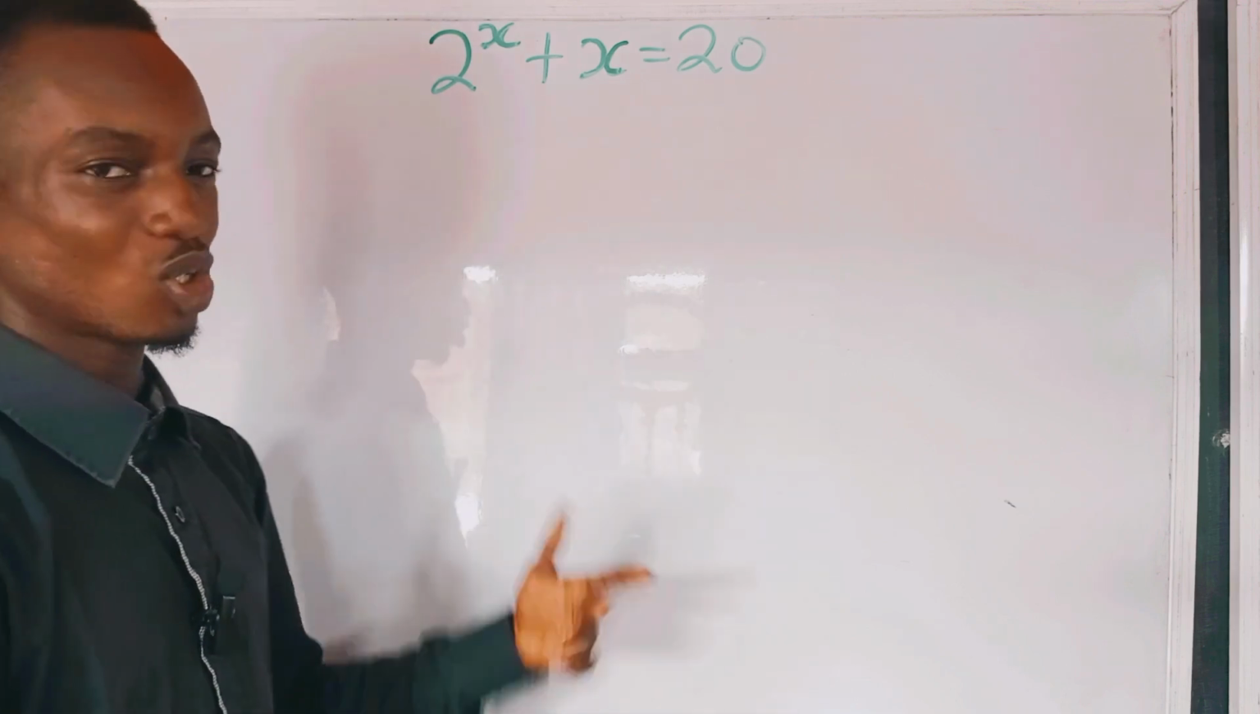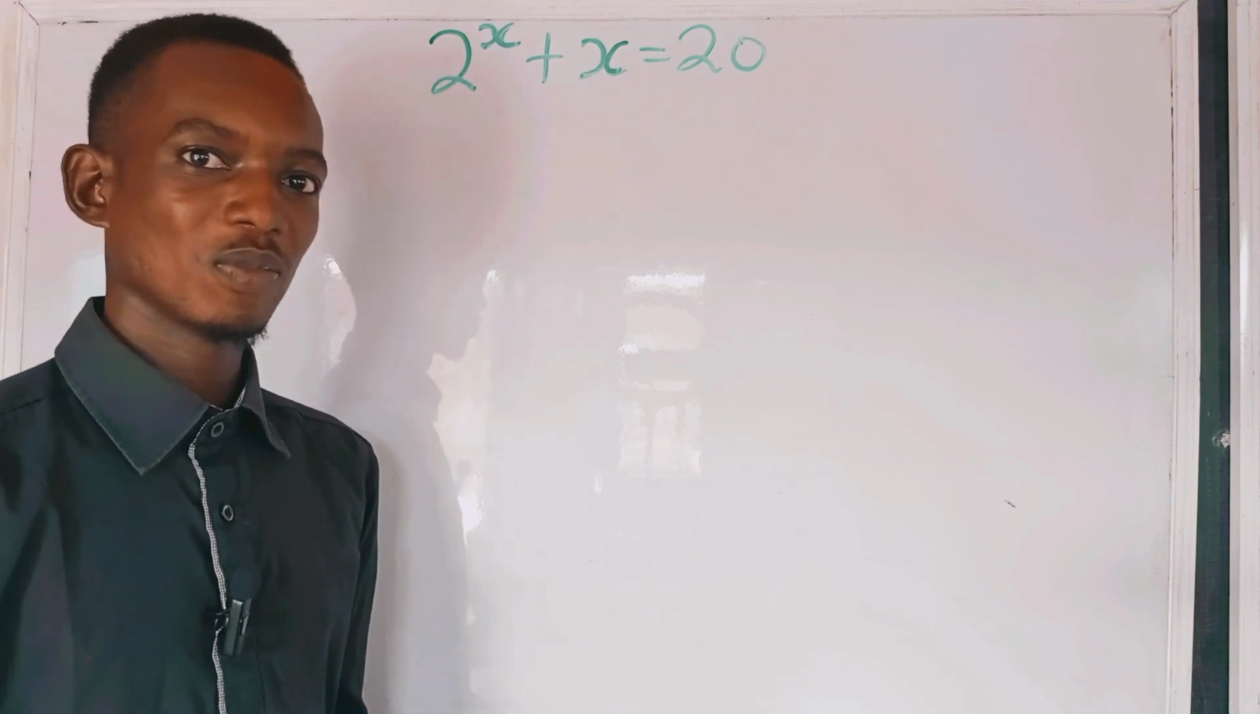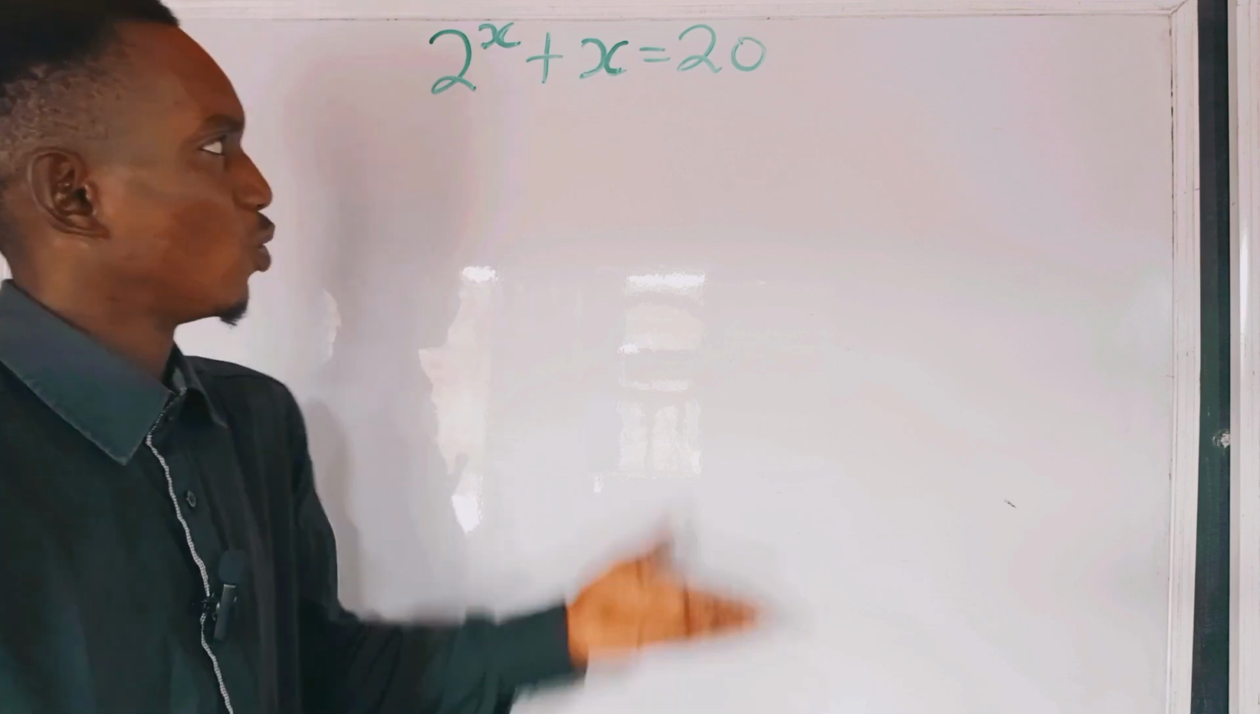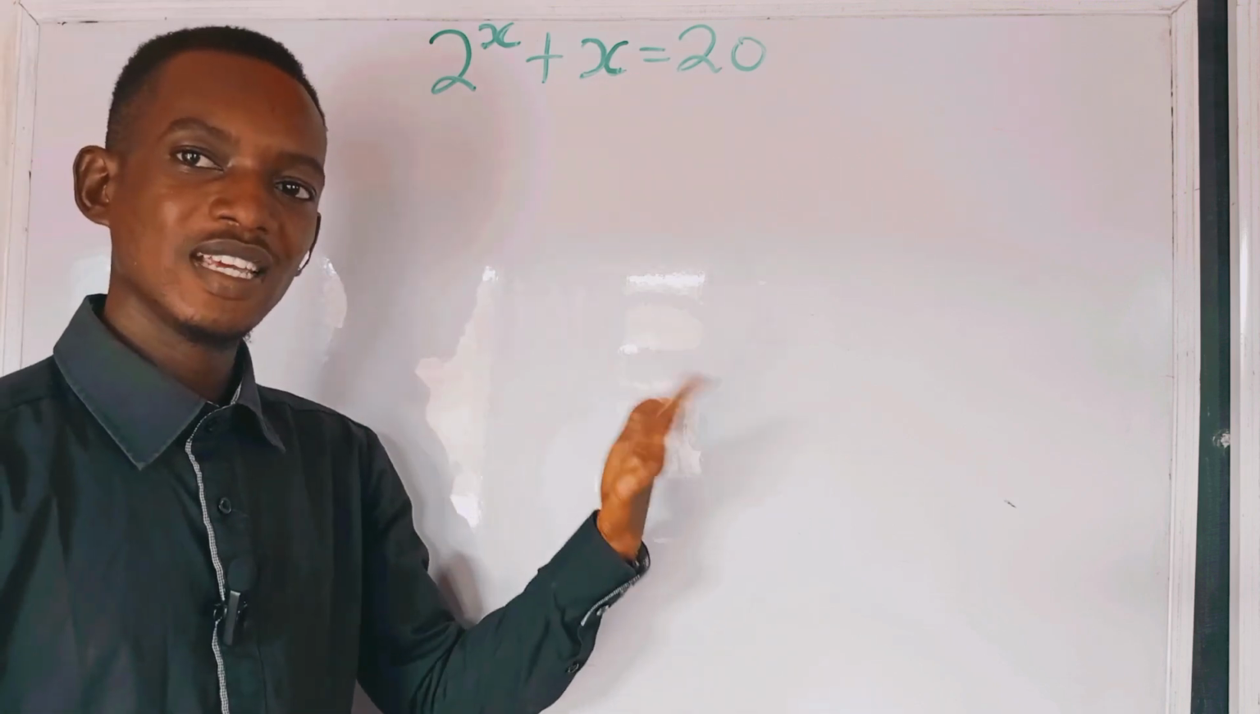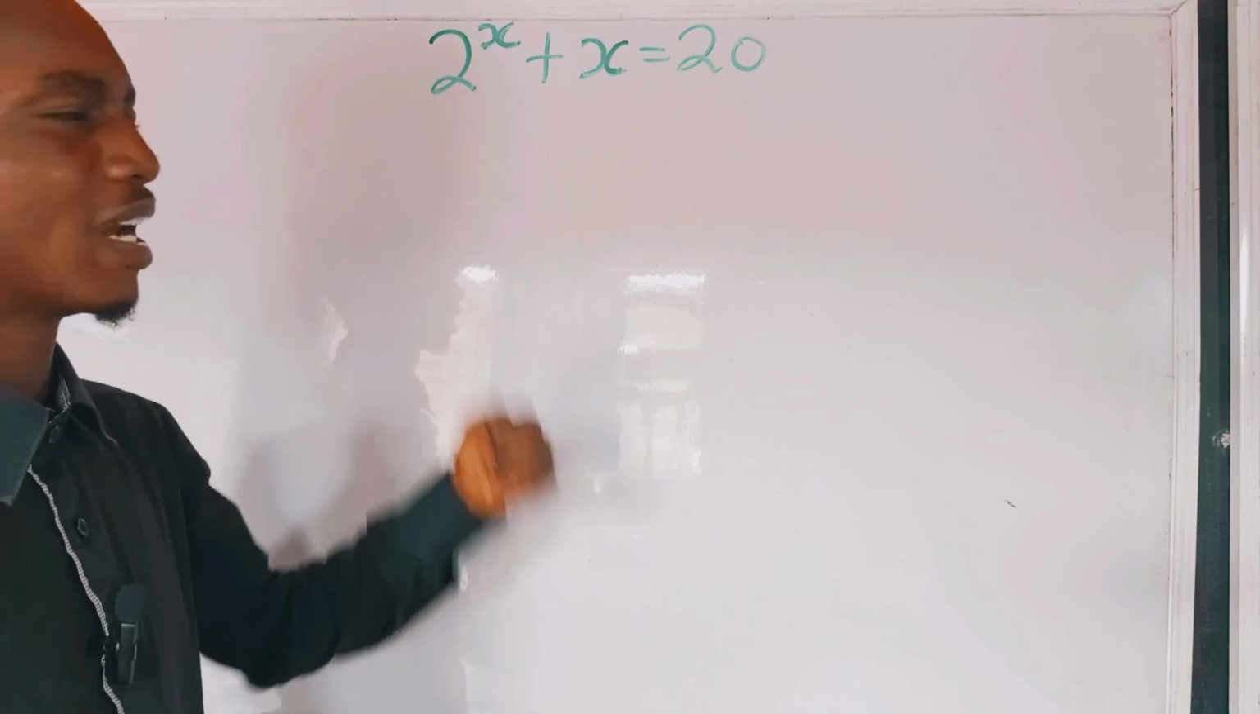We can solve this equation in two ways. The first way is that we use the Lambert omega function, but we don't have to stress ourselves on that. We can easily solve this question by easy analysis. Now, how can we analyze this question?